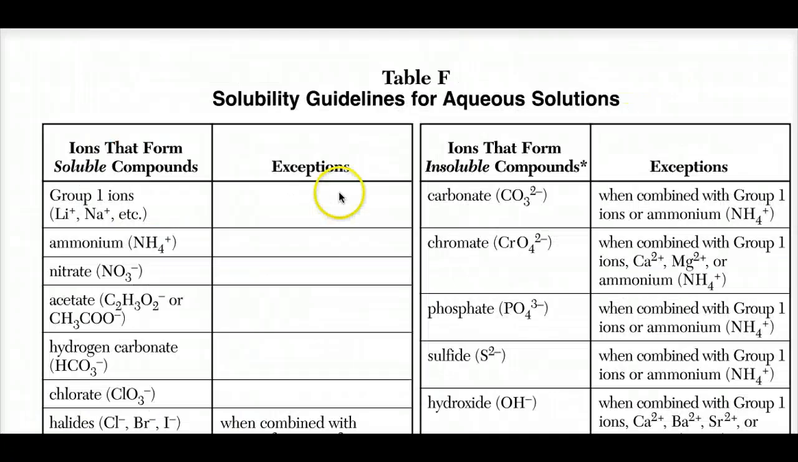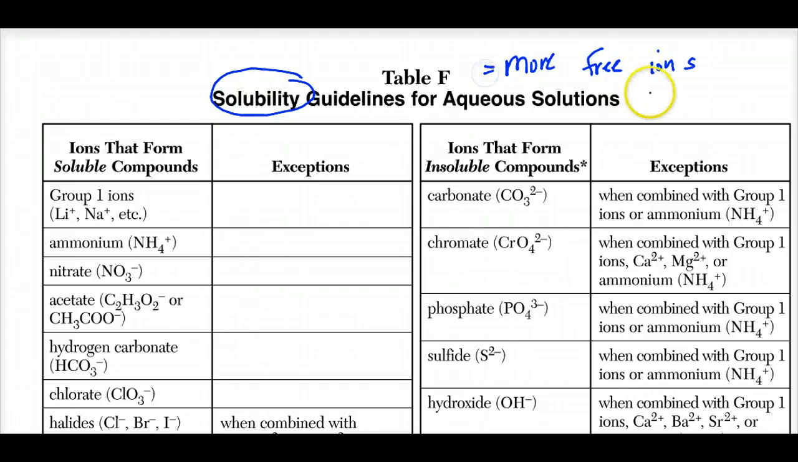Table F. Okay, well, table F gives me the solubility guidelines for aqueous solutions. This tells me how well something will dissolve. And they love to phrase the question, who has more free ions? Who has more dissolved ions? Who is more soluble? Okay, and they'll give you a couple of salts, and you're going to have to evaluate them usually in table F. Now, very simple to use. This is ions that form soluble compounds.